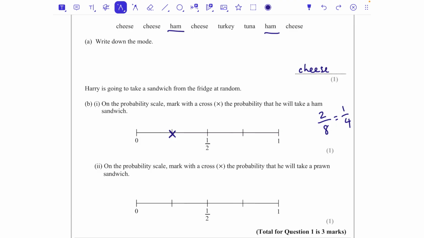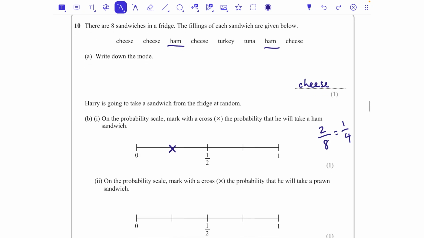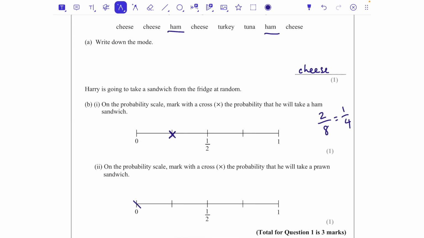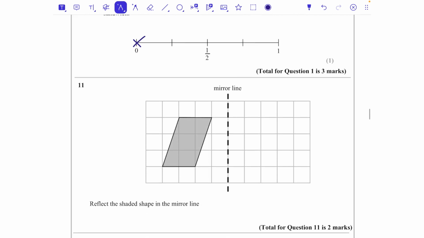Then for part II, on the probability scale, mark with a cross the probability that he will take a prawn sandwich. Well, there are no prawn sandwiches in the fridge, so the probability of that is going to be 0. That's going to be impossible.